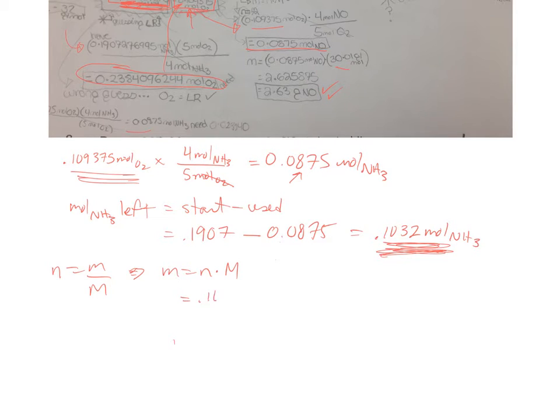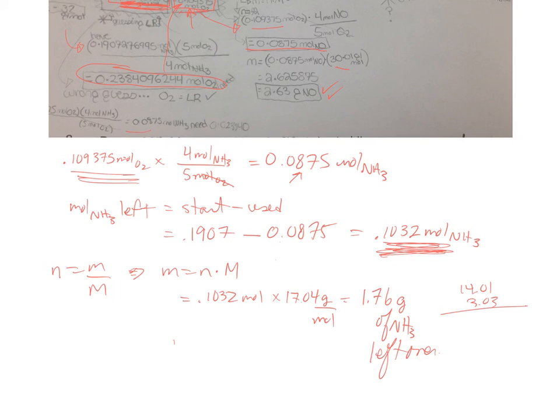So the moles are 0.1032 moles times the molar mass of ammonia. I think you had that figured out up there already. 14.01 plus 3.03, so 17.04 grams per mole. So that number I had there times 17.04 gives me 1.76 grams of ammonia left over. Okay, hopefully that helps understand that question.